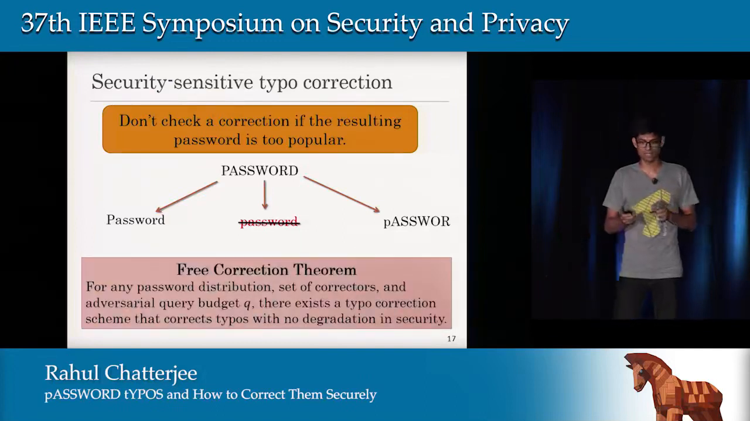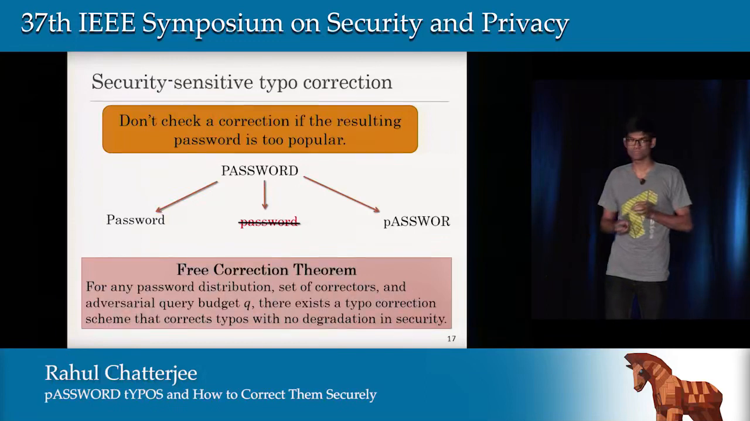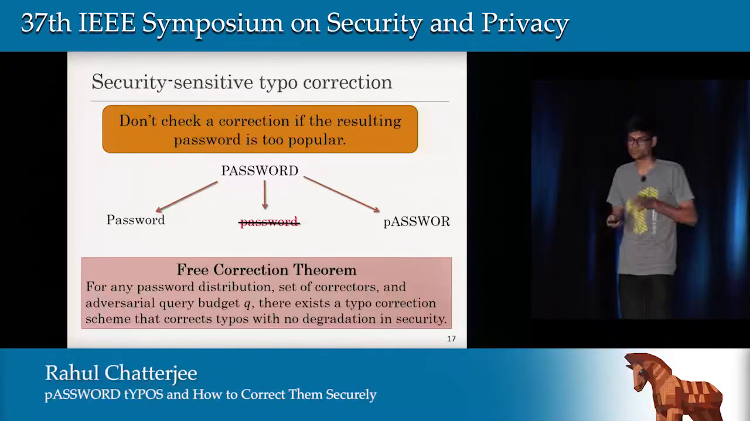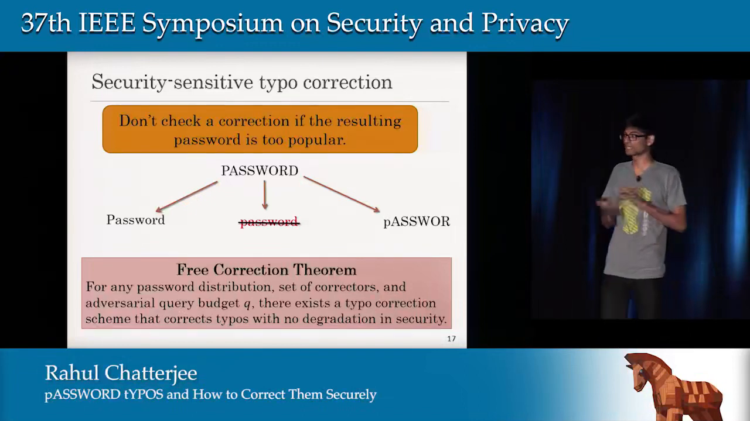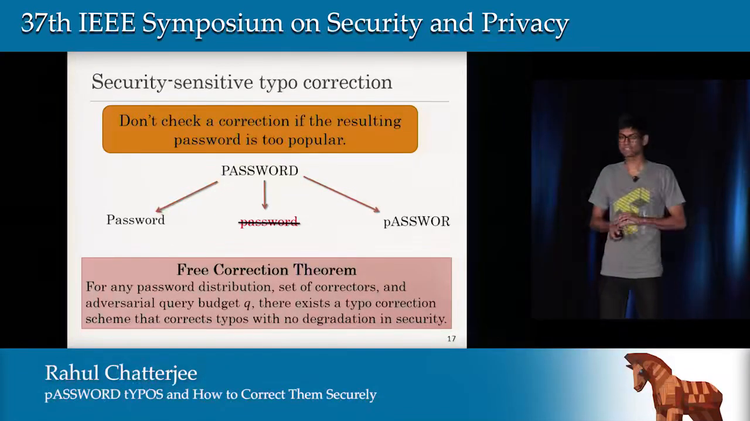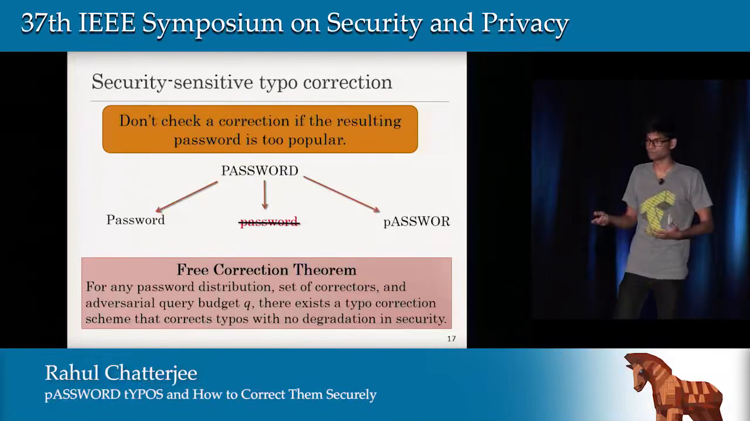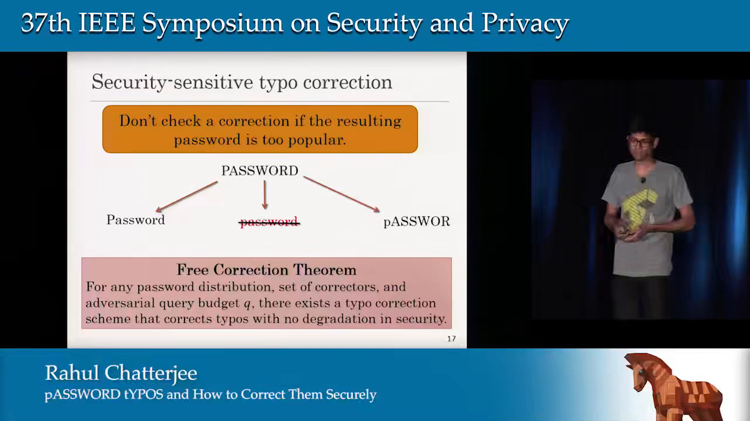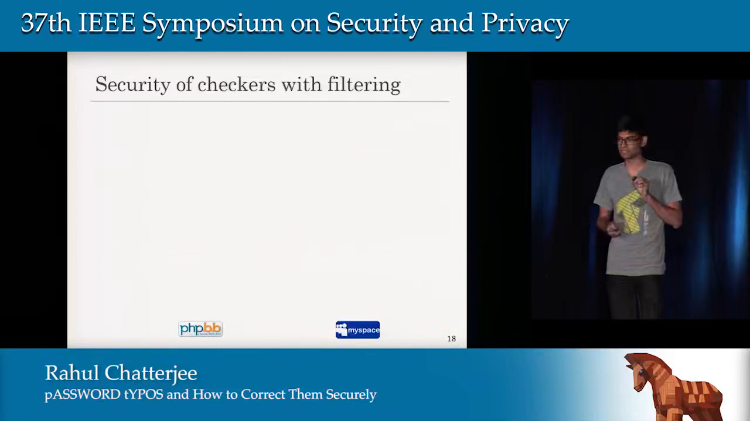This states for any password distribution, for any set of characters, and for any query budget Q, there exist typo-tolerant password checking systems that correct typos for no loss in security, 0 loss in security. Now, this is a theoretical result, and we prove it via construction. But I will not go into the details of the proof, and I will refer you to the paper for the proof. But I will say the main intuition behind it.